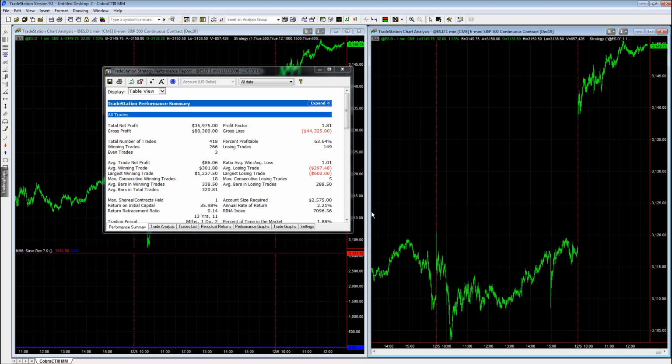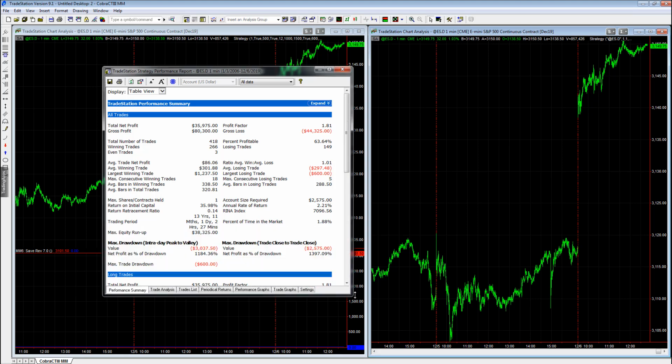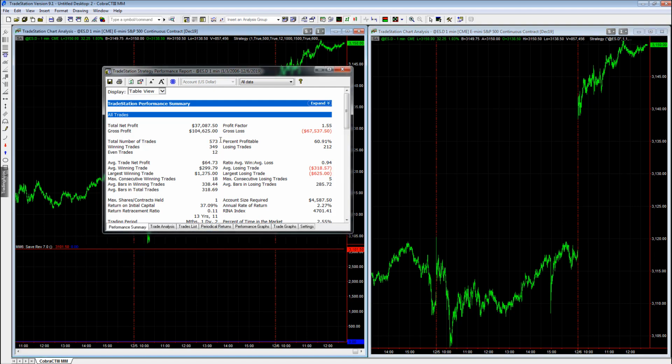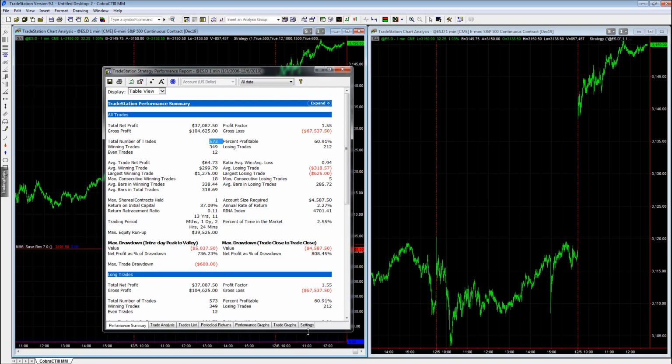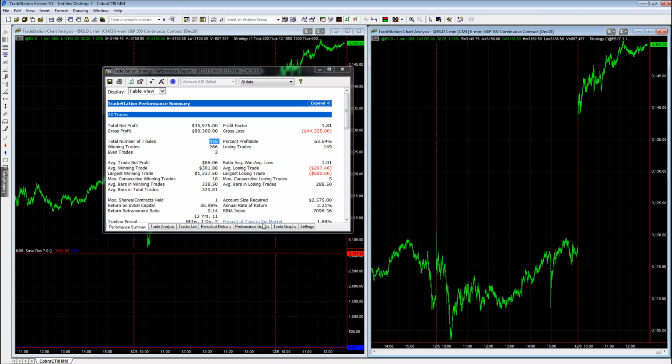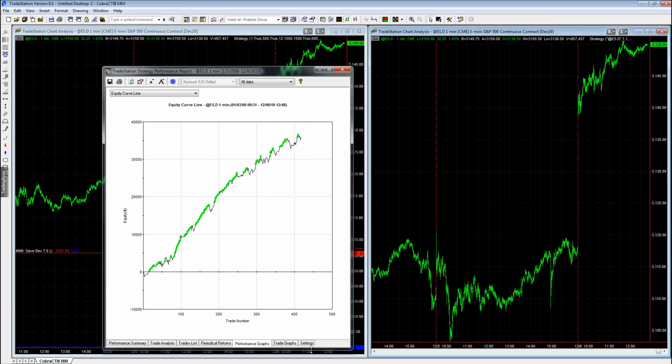So you click over here on this, you see the results. Same money management algorithm, just the average trade profit. $2,500 drawdown, $86 average trade profit, $35,000. Less trades, 418 trades versus 573 trades. And so let's look at the equity curve on this. So here's the equity curve. Really nice equity curve. So I like that.